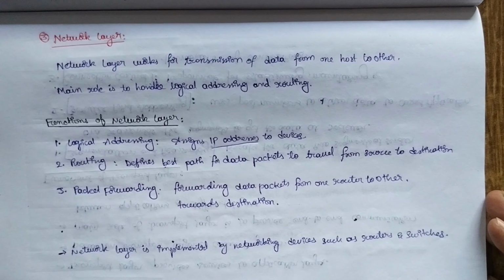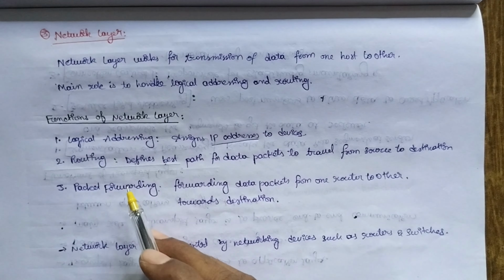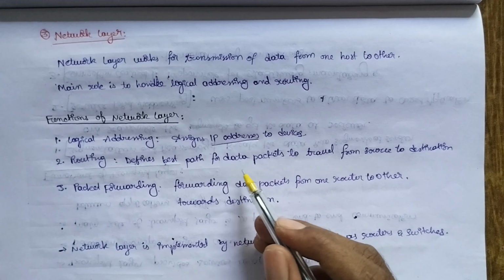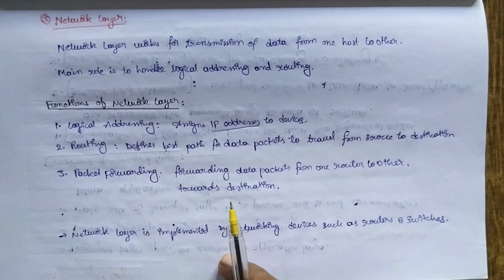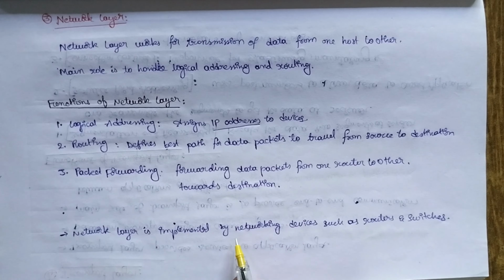The second role of a network layer is routing. Routing defines the best path for the data packets to travel from source to destination. The third one is packet forwarding. Packet forwarding means forwarding data packets from one router to another towards the destination. The final note is that the network layer is implemented by networking devices such as routers and switches.